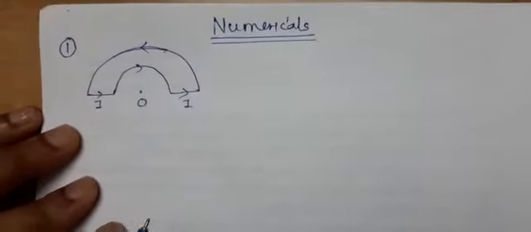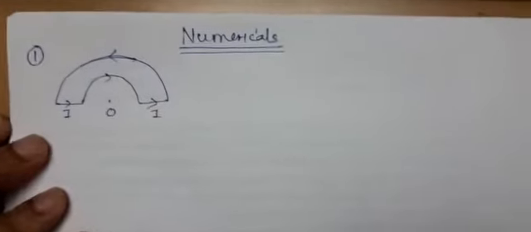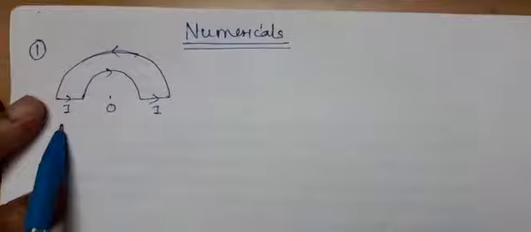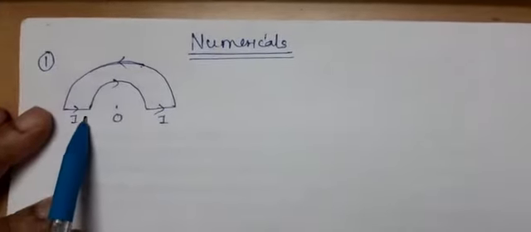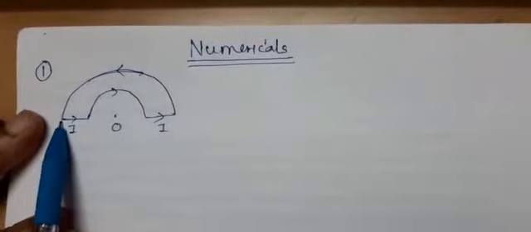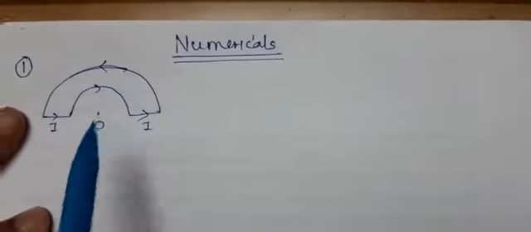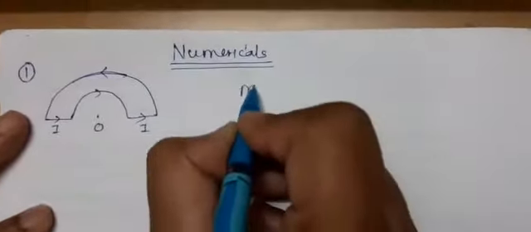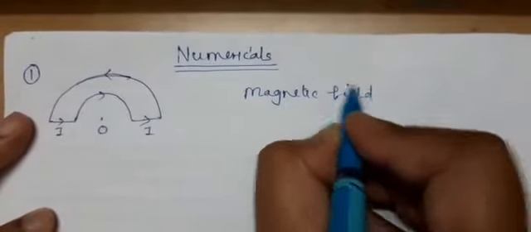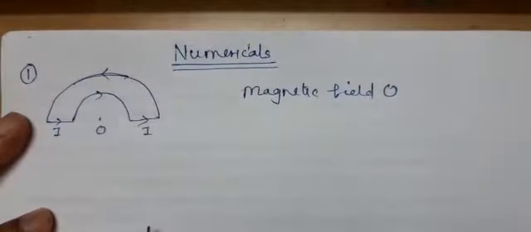Today, let me discuss numericals. As one statement has been drawn, one figure has been drawn here. Here you can see that the loops are drawn where current is flowing in this particular direction. You have to find the magnetic field at the center O.